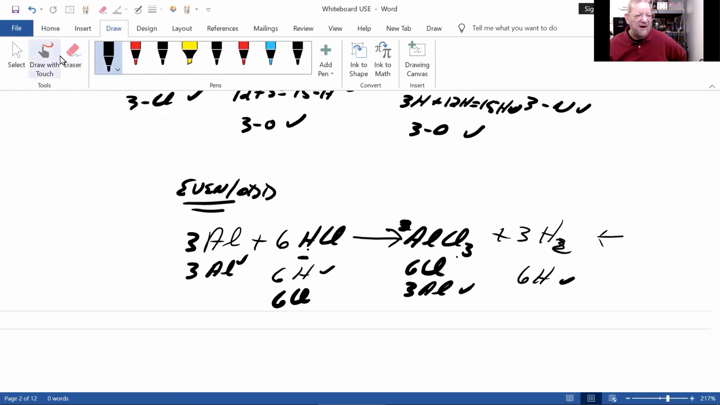For some reason, my eraser doesn't want to erase. That's weird. There we go. Let's do this again.